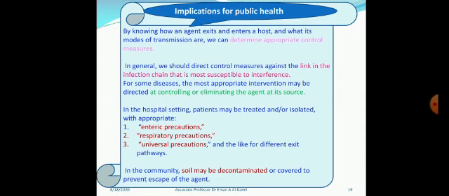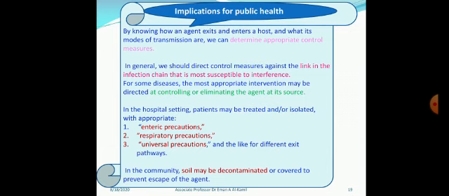In general, we should direct control measures against the link in the infection chain that is most susceptible to interference. For some diseases, the most appropriate intervention may be directed at controlling or eliminating the agent at its source by treatment. For example, if we know that humans are the source of infection, we will treat these humans or carriers to prevent the portal of exit, so no more organisms will be excreted and there will be no further infection.